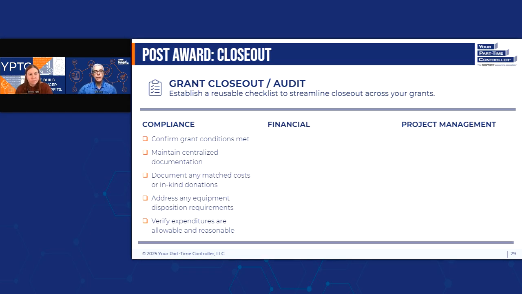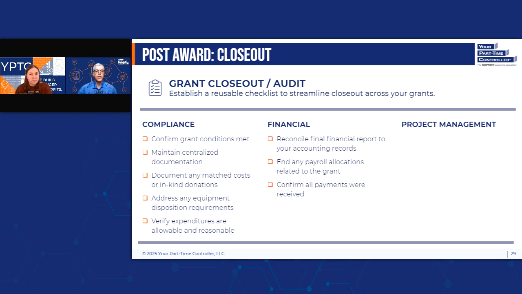Make sure you maintain centralized documentation so everything is easy to access for audits or future reference. Document any matched costs or in-kind donations. These are often required for reporting. Address equipment disposition requirements. Some grants require you to report or transfer ownership of that equipment. And finally, verify that all the expenditures are allowable and reasonable under grant terms.